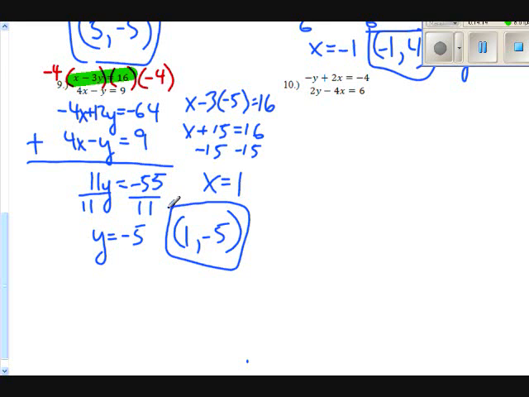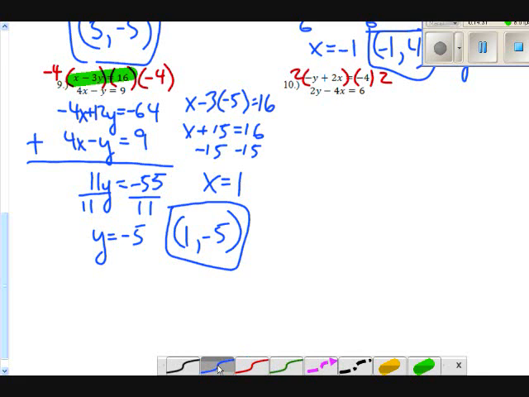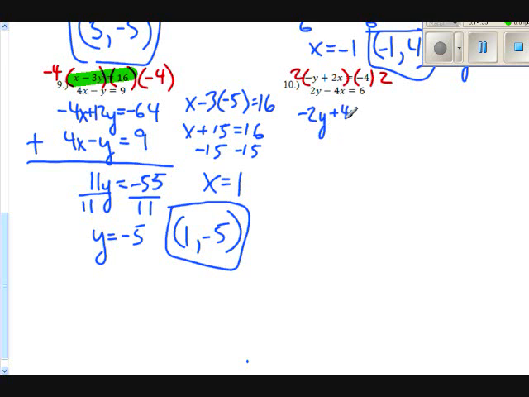If I look at this next one, it looks like it's going to be pretty simple because I see a negative y and a positive 2y right off the bat. So I know that to do this one, all I'm going to have to do is multiply this first equation by a 2. Whatever I do to one side, I have to do to the other side. So that first equation is going to become negative 2y plus 4x equals negative 8.